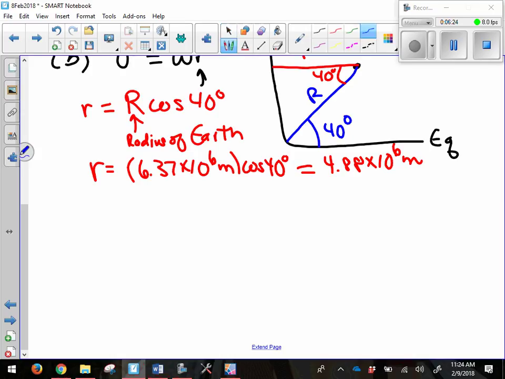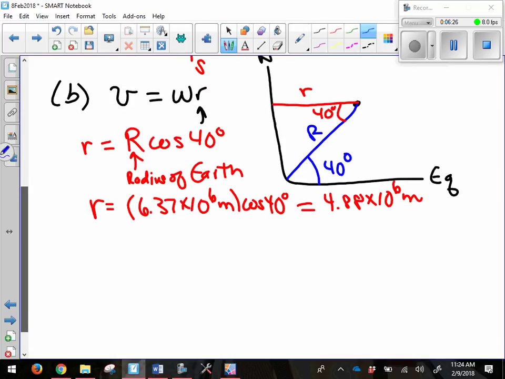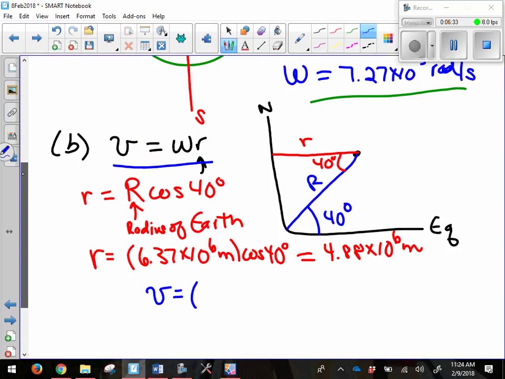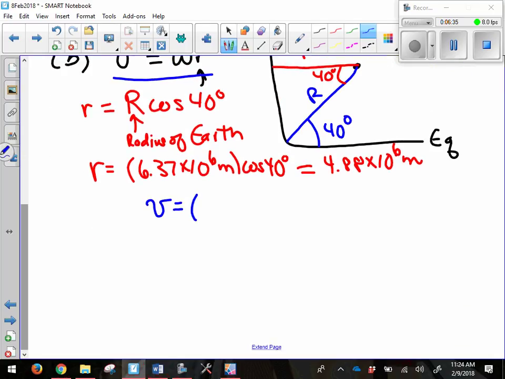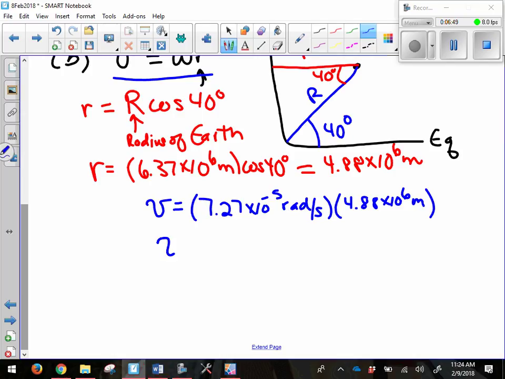So, remembering that what we're really trying to find here is v, I've got v is going to be omega, which was 7.27 times 10 to the minus 5 radians per second, times little r, which is 4.88 times 10 to the 6th meters. And what's v going to be equal to then?